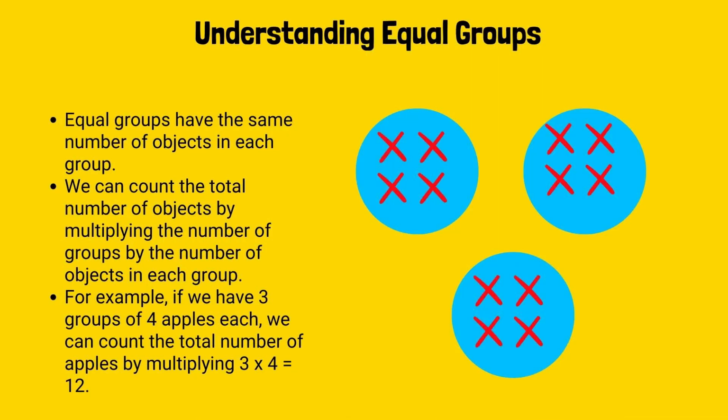Equal groups means that there will be the same number of objects in each group. So we draw the groups. In our example here, we have 3 groups, 4 objects in each group. In order to find our answer, we want to count the total number of x's. So 3 groups times 4 objects in each group will give us 12 total x's, or 3 times 4 equals 12.